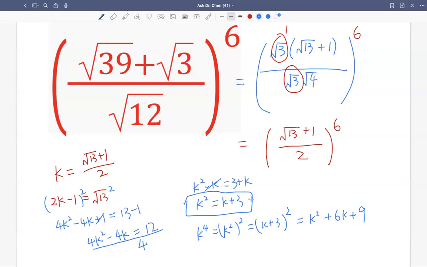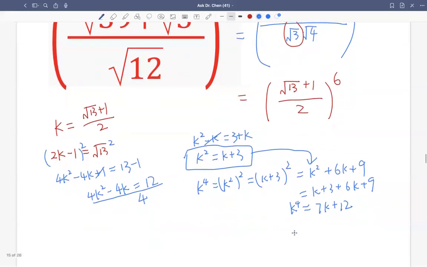Now we use this relation, k squared, to substitute this. So that's k plus 3 plus 6k plus 9. So we get k plus 6k, 7k. 3 plus 9, 12. So that's k to the 4th power equals 7k plus 12. Now we have k squared and k to the 4th power, we can multiply.